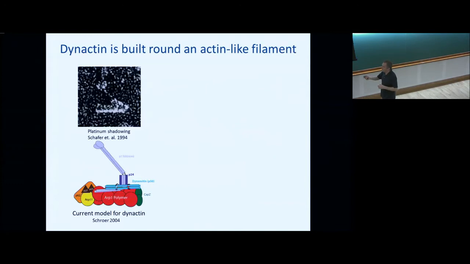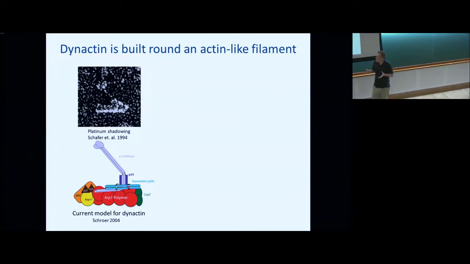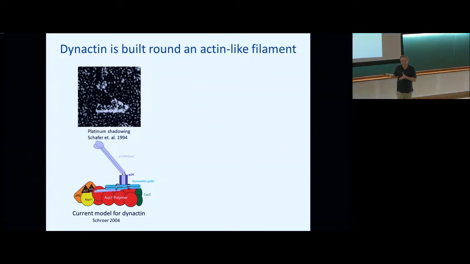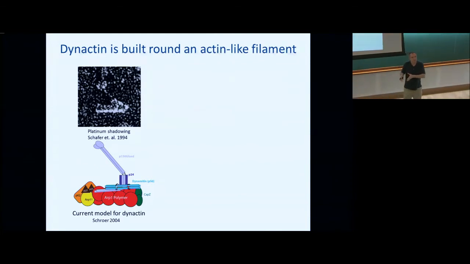This is what the model was of how dynactin looks like before we started the structural work. And the fascinating thing about it is that it's built around a short filament that's very similar to actin. It's made of actin-related protein 1. And so the big question is, why do you have an actin-like cofactor for a microtubule motor? And I think, well, I'll try and explain that.